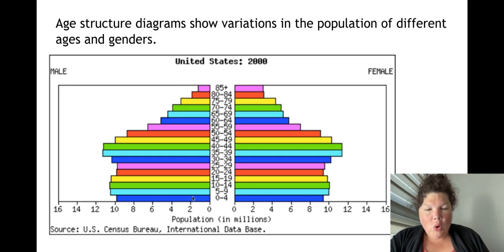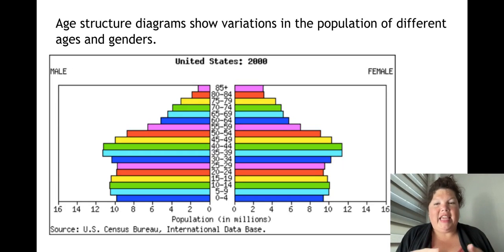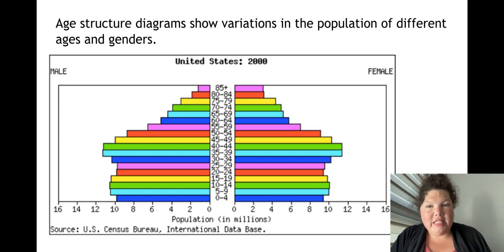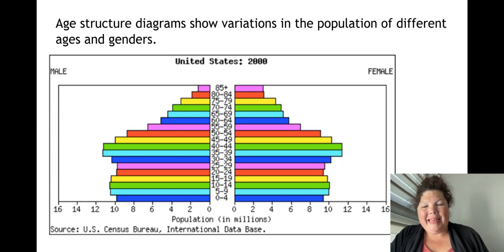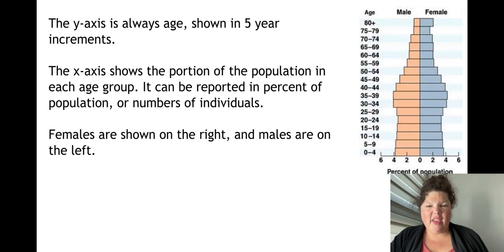And then below, we're either going to see population in millions or we're going to see the percentage of a population. So collectively, that's what creates these age structure diagrams. I'm sure you've seen them before, but now let's give a little more context. Our y-axis is age, generally shown in 5-year increments. The x-axis is proportion, also percent, and females are normally on the right, males normally on the left.